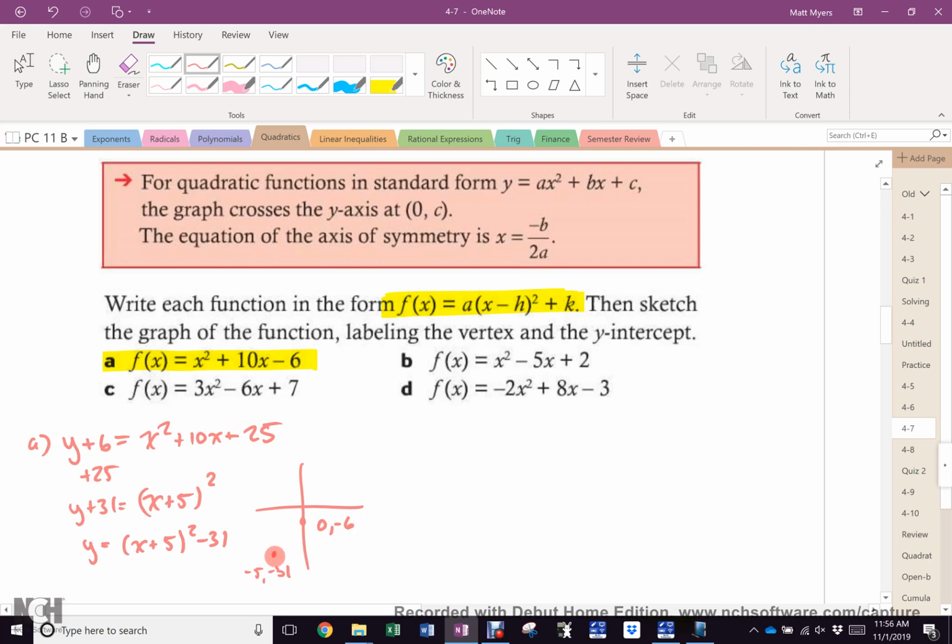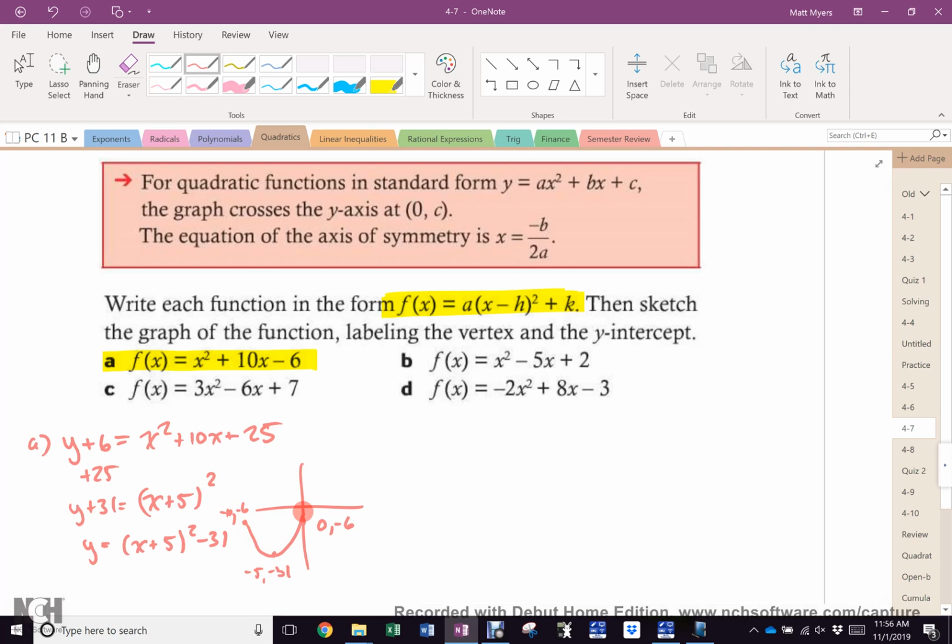So how far do I got to go that way at negative 6? 5 out to what? Negative 10, negative 6. And then I graph. Easy peasy, right? Everyone's cool with that, yeah?